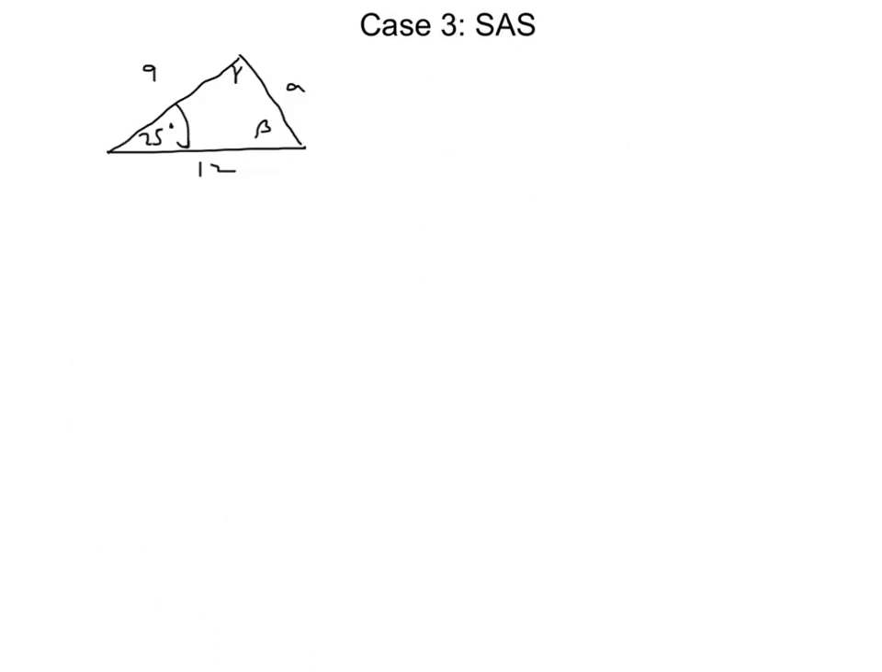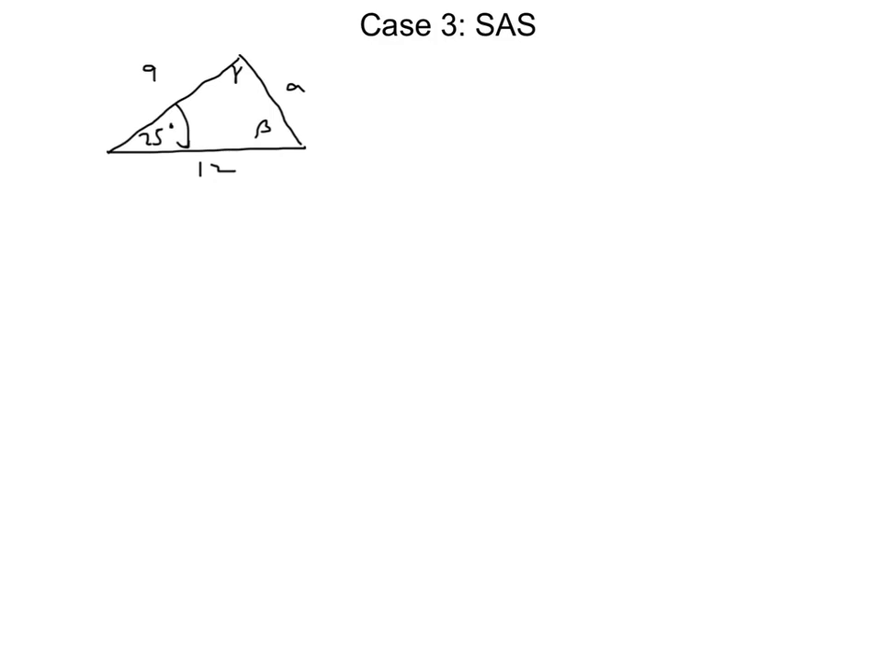Now we get to case 3, which is the side angle side case. On this one right here, I'm told that this side over here is 9, this side is 12, and the angle between them is 25 degrees. So this one is set up for us to do this one. We do have two side lengths, but we don't know the measures of the angles opposite those. And we have one angle, but we're still missing that side. I know I can't use law of sines on this one. I have to use law of cosines.